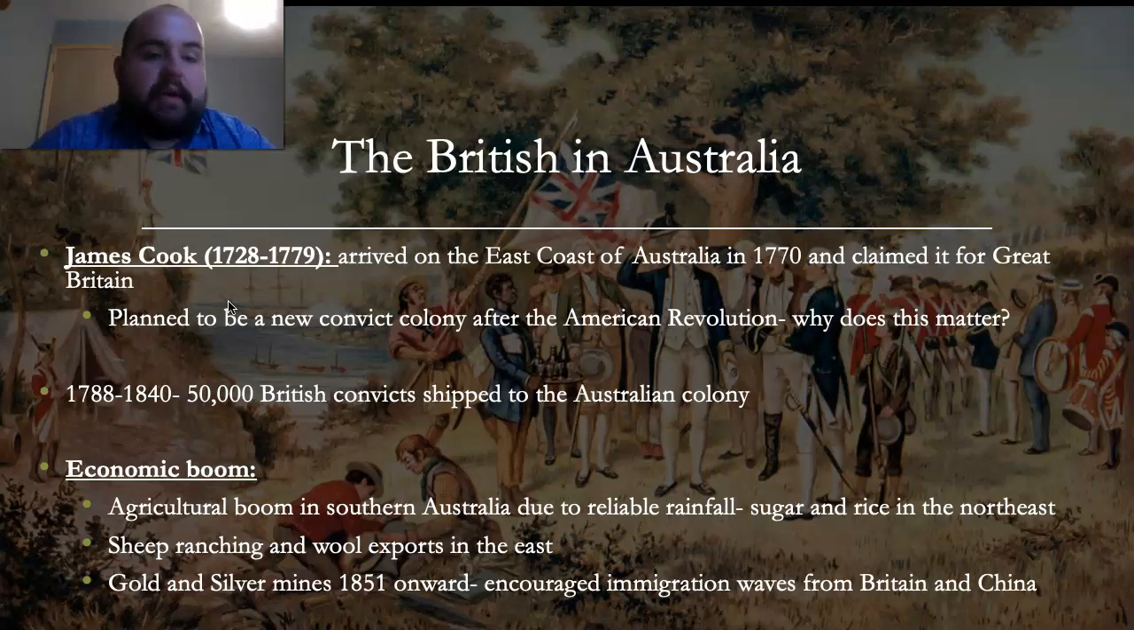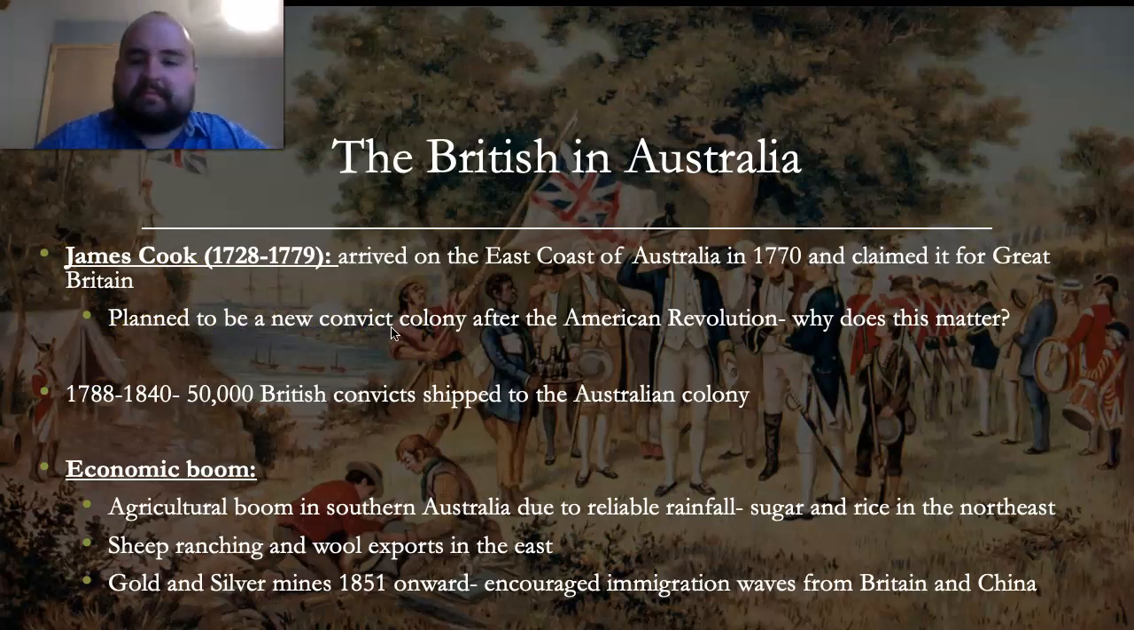at Australia. Australia was initially colonized by a guy named James Cook, who lived from 1728 to 1779. He arrived on the east coast of Australia in 1770 and immediately claimed the whole place for Great Britain. He planned for this place to be a new convict colony after the American Revolution. Why is that maybe important to remember?